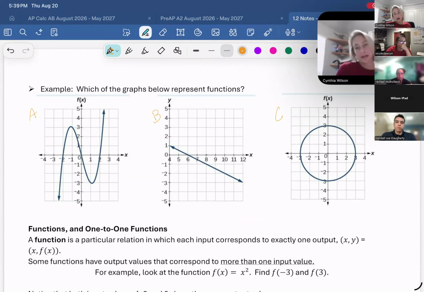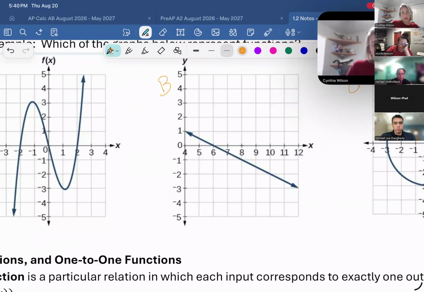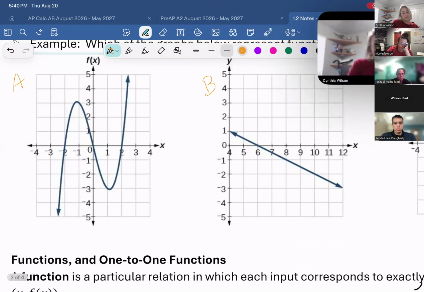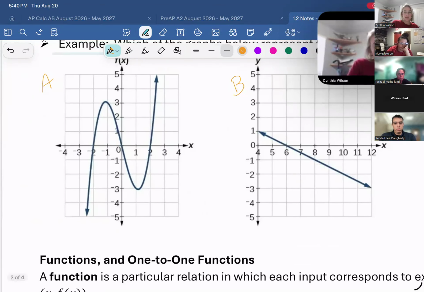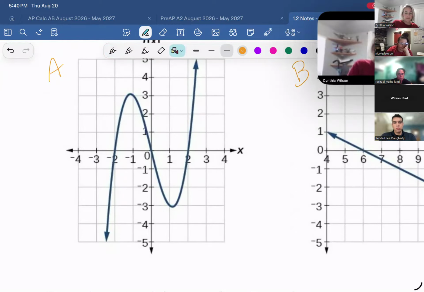All right, I'm seeing lots of A's and B's, primarily B's, which, yes, B is 100% a function. It very clearly passes the vertical line test. I'm only going to hit that line once. The hard one is this one, because while it doesn't look like it, if you draw a vertical line anywhere on there, it's only going to hit the graph once.